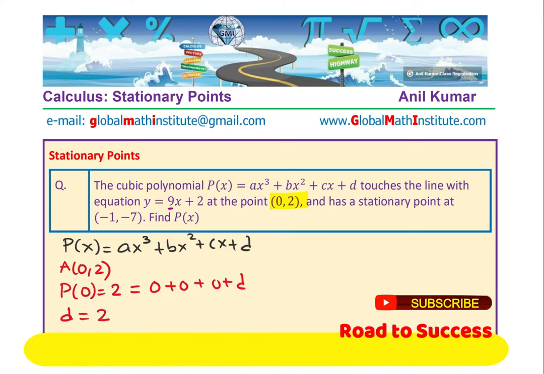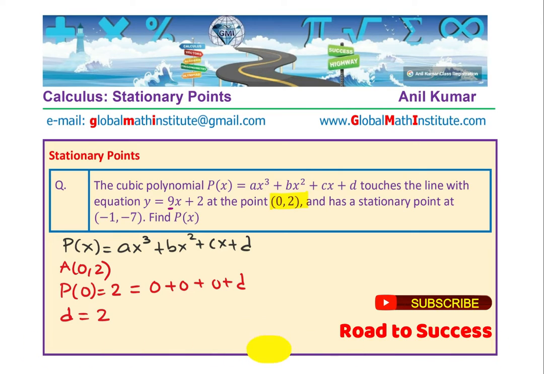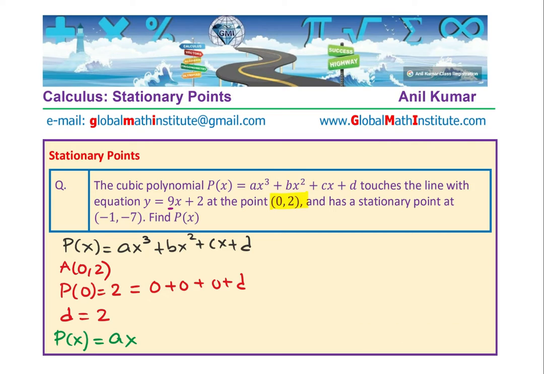So therefore, now we have the equation which can be written as p of x equals ax cubed plus bx squared plus cx plus 2. Correct? So using the first point, we have simplified and got one parameter, which is d equal to 2.